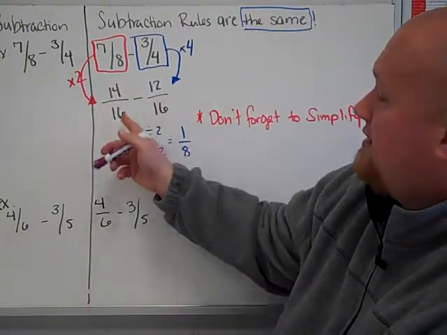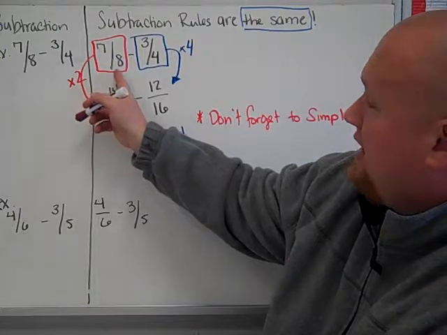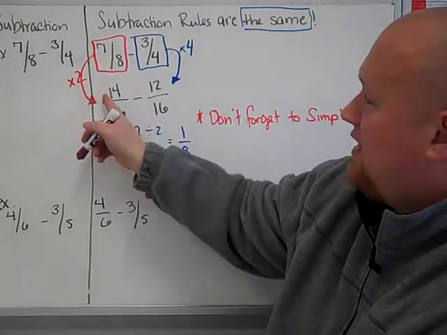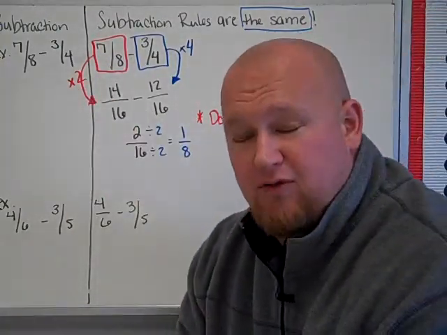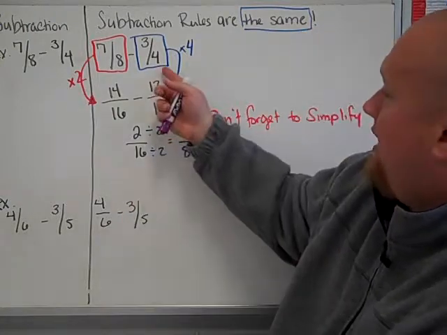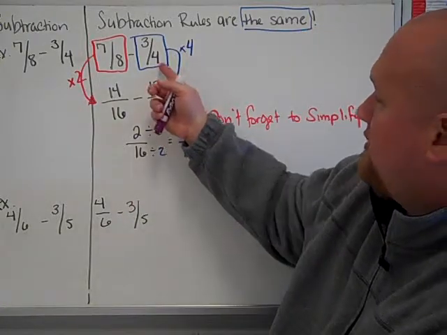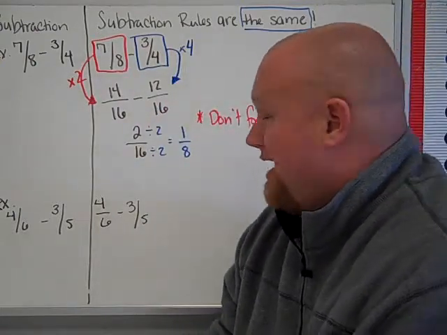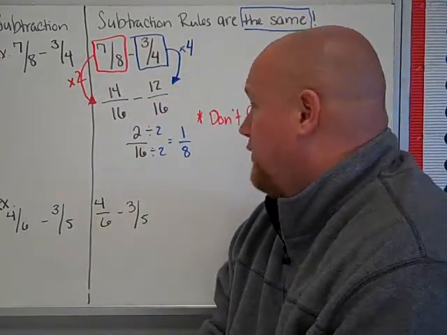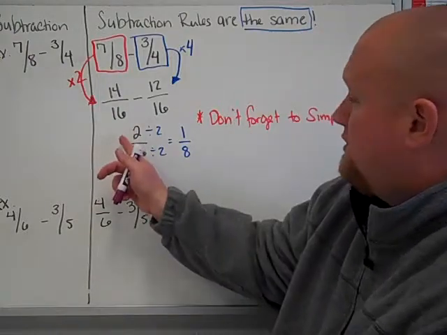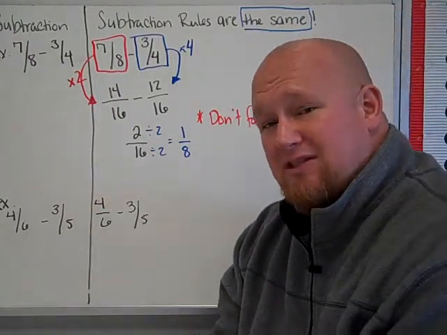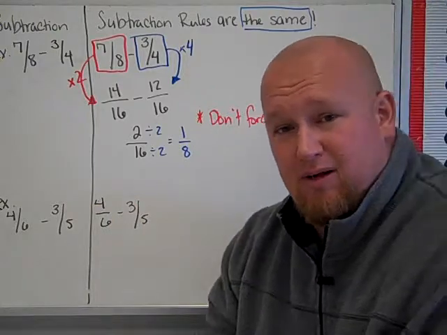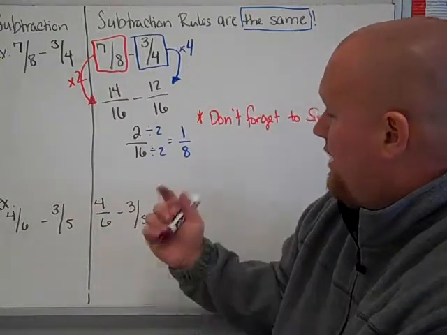I get 14/16 because I take 8 times 2 and 7 times 2. If you do it to the bottom, you have to do it to the top. I get 12/16 because I do 4 times 4 is 16 and 3 times 4 is 12. Now it's just subtracting. 14 minus 12 is 2, 2/16. Then I have to simplify. They're both even. I'm going to divide by 2. I'm going to get 1/8.